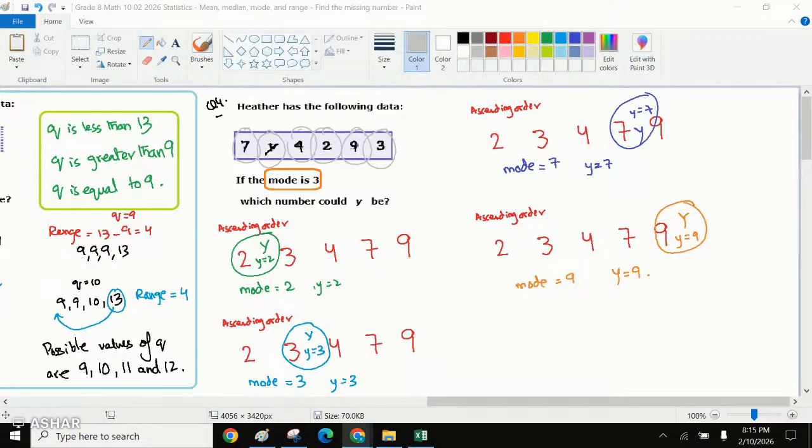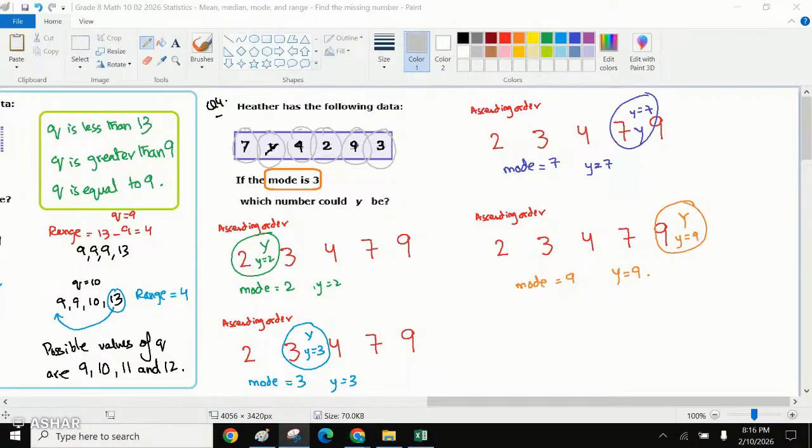Or someone might use multiplication. They can say 2 multiplied by 2 is 4. Or they can use division. They can say 16 divided by 4 is 4. So the answer should be same. The logic can be different, okay? So that's called an open-ended question.